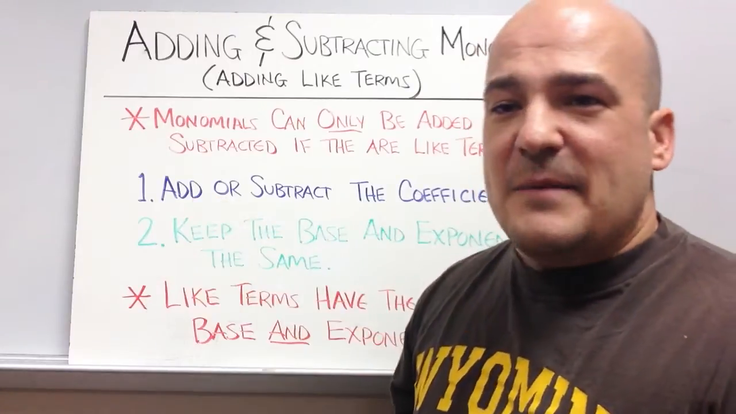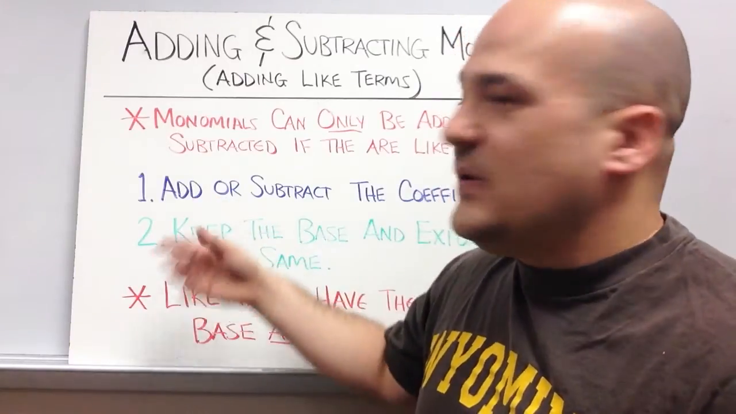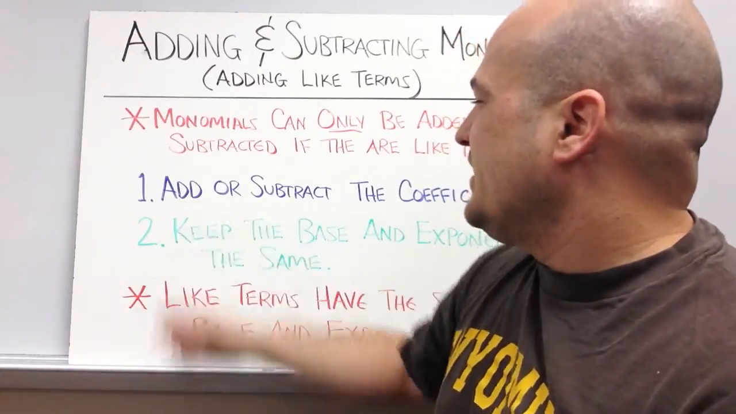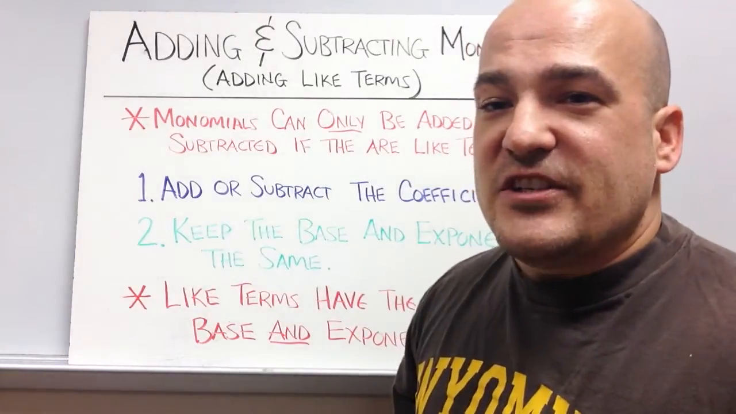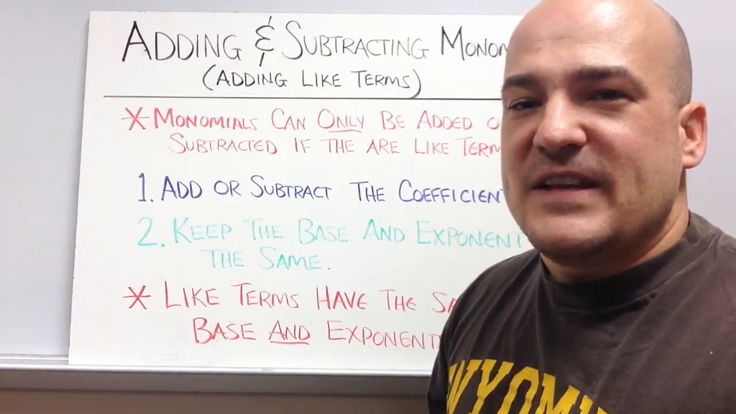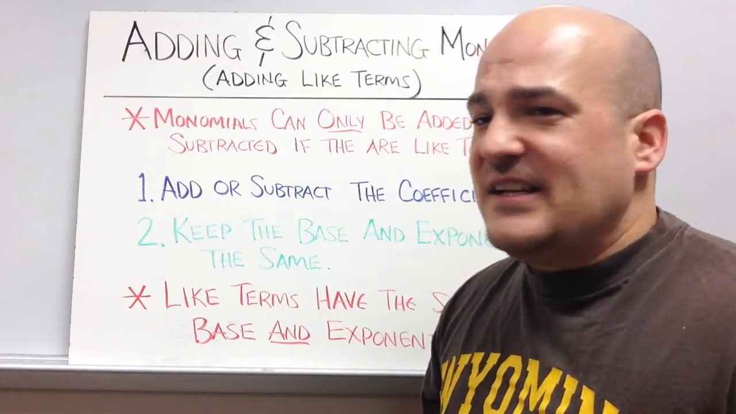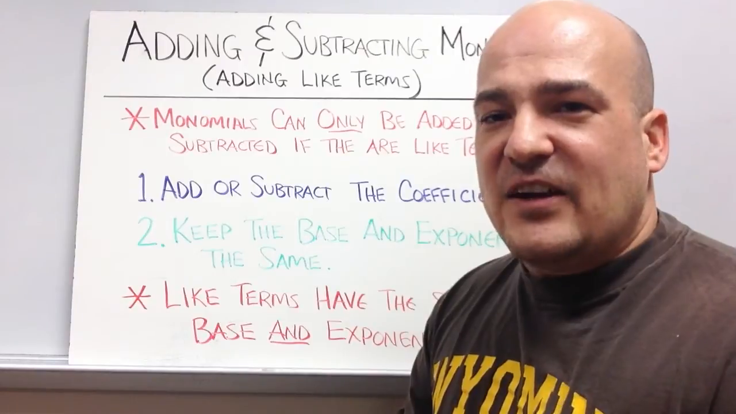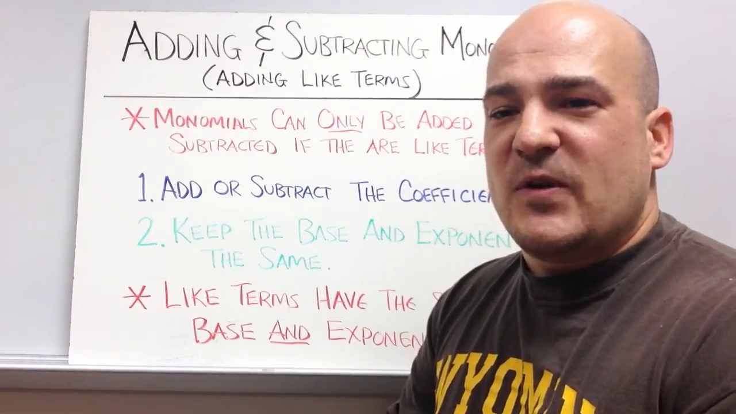So the steps. When you're ready to do this and you have like terms, the first thing you're going to do is add or subtract the coefficients. And then the next thing you do is keep the base and the exponent the same. So really easy, two simple steps: add the coefficients, keep the base and the exponent the same.